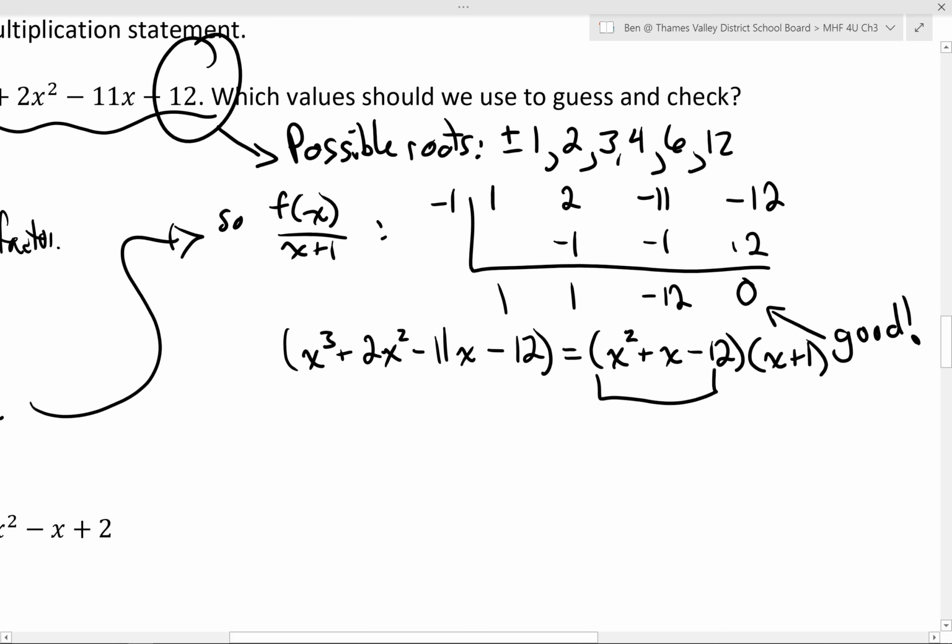All of a sudden, I can see a problem here. If I'm trying to fully factor this polynomial, I can finish the job with my grade 10 factoring skills. This is a simple trinomial, so I can fully factor it the rest of the way. That is x plus 4, x minus 3, and I cannot forget to bring down this factor that I already found, times x plus 1.